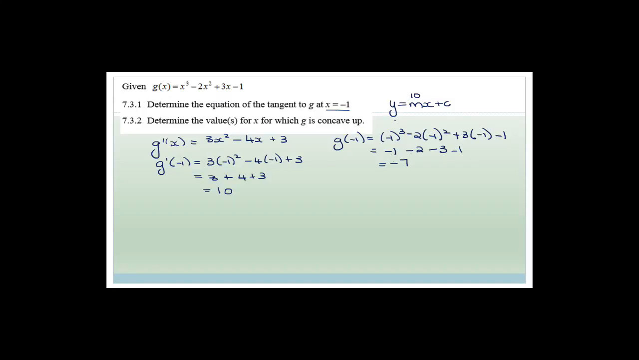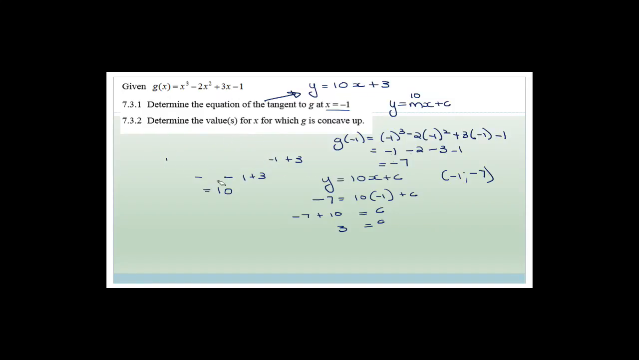So therefore, we have y equals 10x plus c, but we have the point minus 1, minus 7 going through it. So do you agree that I can say minus 7 equals 10 times minus 1 plus c? So c is going to be minus 7 plus 10, so c is going to be 3. Therefore, the equation of the tangent at x equals negative 1 is y equals 10x plus 3. Awesome.